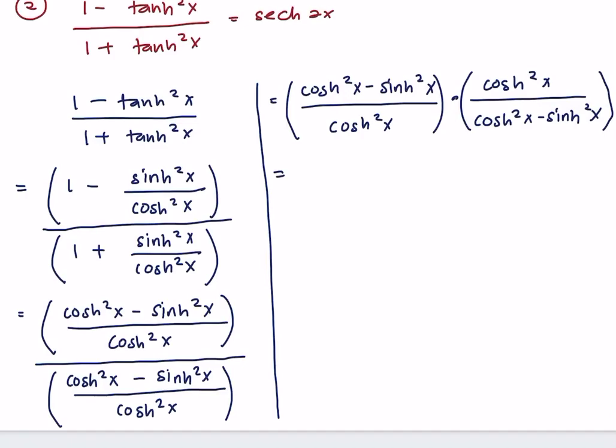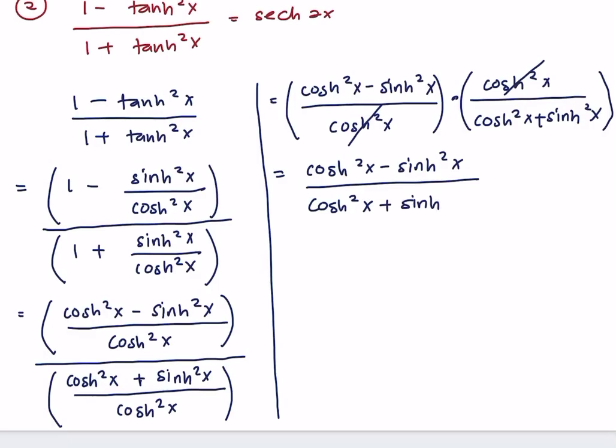Okay, so now we can simplify. So this one we can cancel out. Okay, plus. So now we will have cos squared x minus sin squared x over cos squared x plus sin squared x.